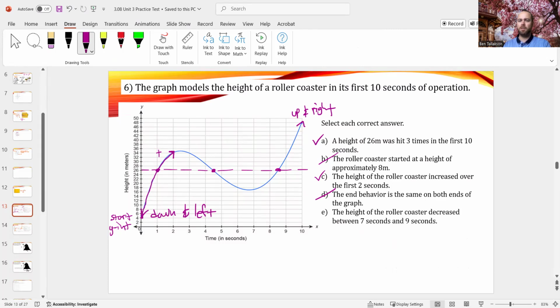And finally, E, the height of the roller coaster decreased between 7 seconds and 9 seconds. Here's 7, here's 9 seconds. Let's see what happened. Increase, increase, increase, increase, stop. That is an increase, not a decrease. Also incorrect.